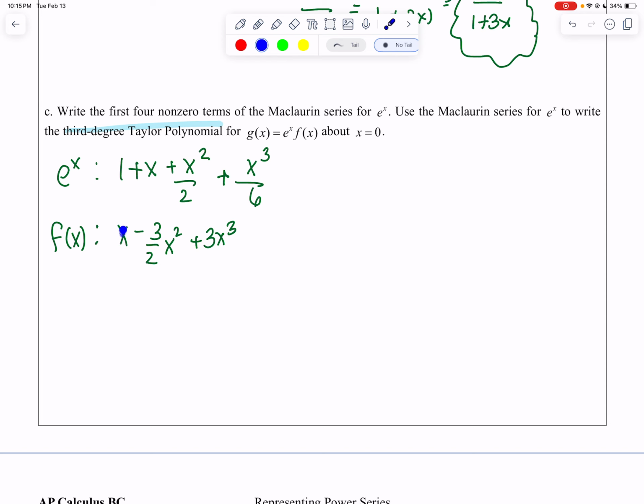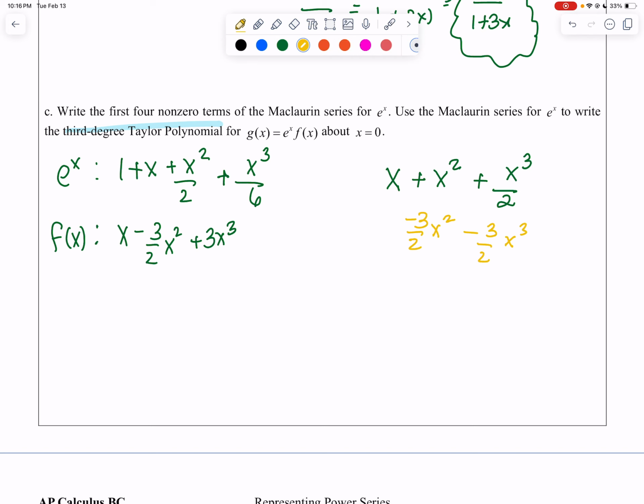If I multiply x by everything, I'm going to get x plus x squared plus x to the third over 2. I'm not going to do anything with this x to the third over 6 because if I multiply that, I'm going to get x to the fourth, which I don't want. Then if I multiply negative 3 halves x squared, I'm going to get negative 3 halves x squared right here. Then I'm going to get negative 3 halves x to the third right here. And then I have this 3x cubed, which I'm going to multiply by 1.